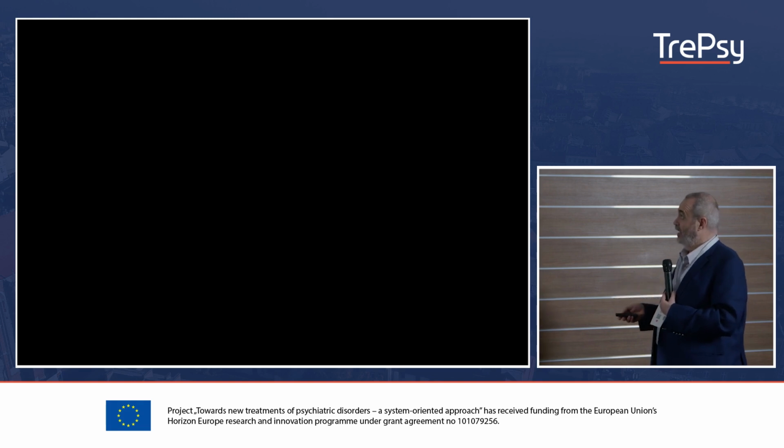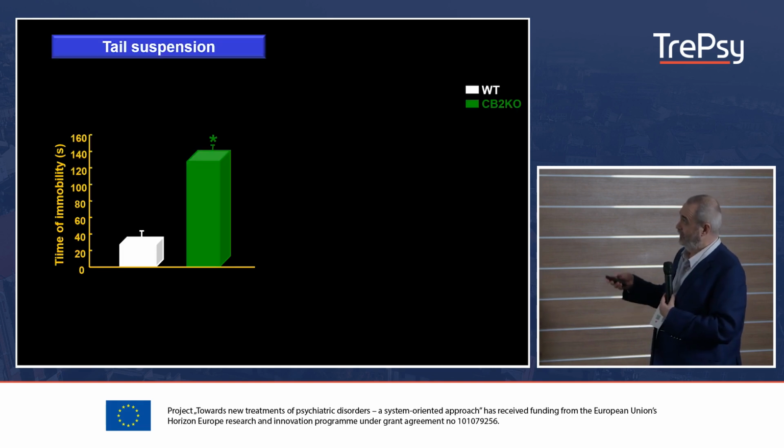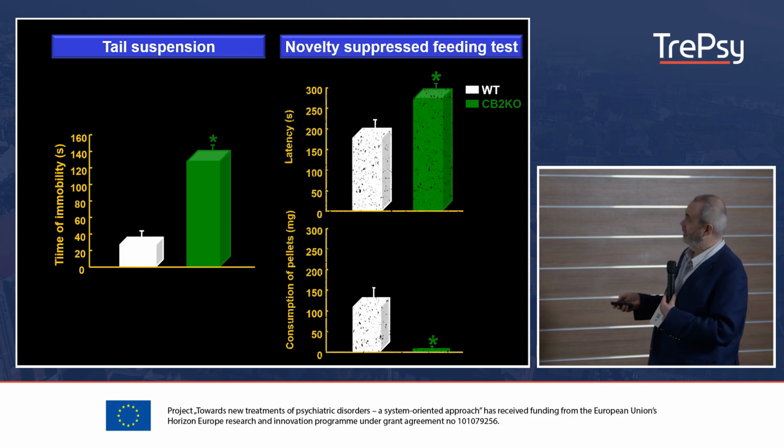and the consumption of pellets is much, much higher. So after that, we also did tail suspension in the knockout mice. As you can see, here it's just the opposite. Time of immobility increased. In the novelty suppressed feeding test, the latency increased and the consumption decreased very much.